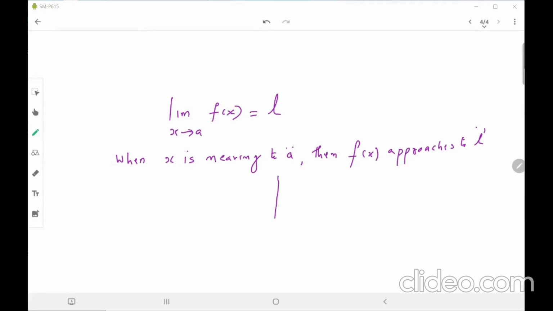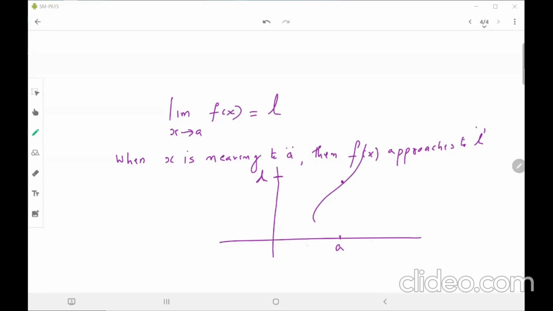Graphically, I can write this equation like this. x approaches a means a is a point on the x-axis. Your graph will be a point like this, maybe like this. This is a point, say L. So L is a point on the y-axis, a is a point on the x-axis because x tends to a, and this is a value of the function.